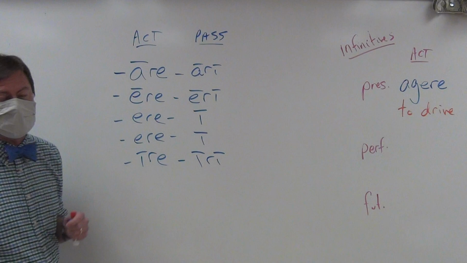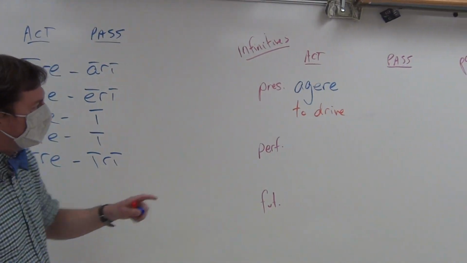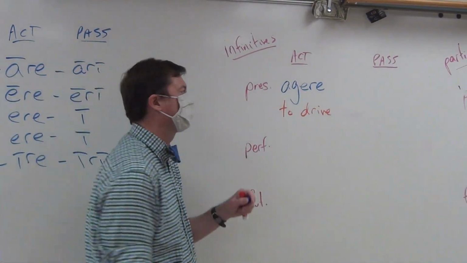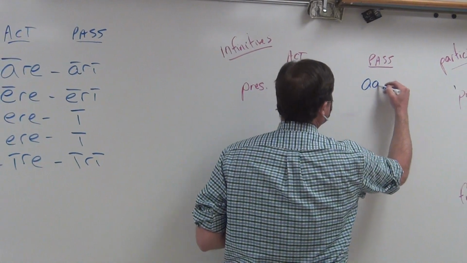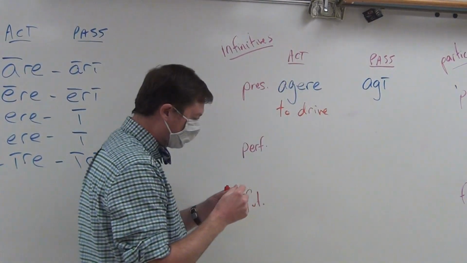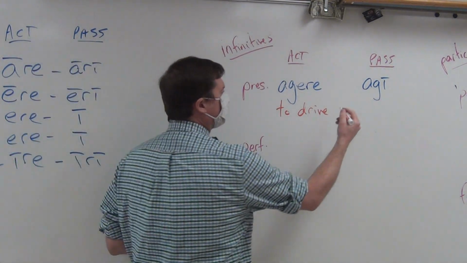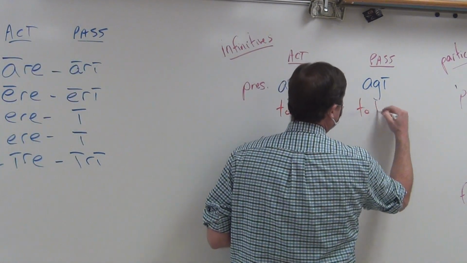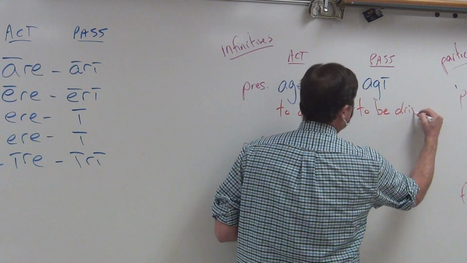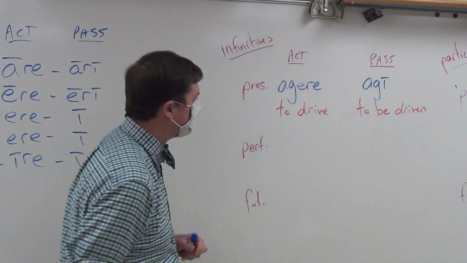So, following this pattern over on the right-hand side of my chart, agere, to drive, passively is going to turn into agi. Now, to drive, and to make that passive, obviously, then it will become the translation to be driven that we see there.